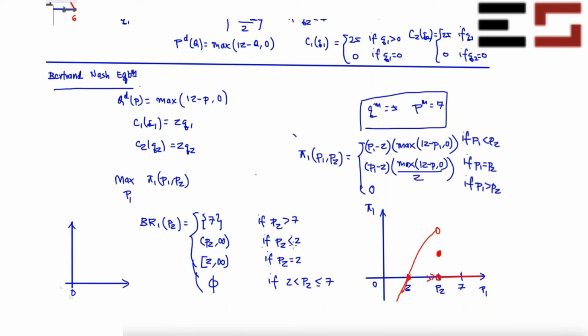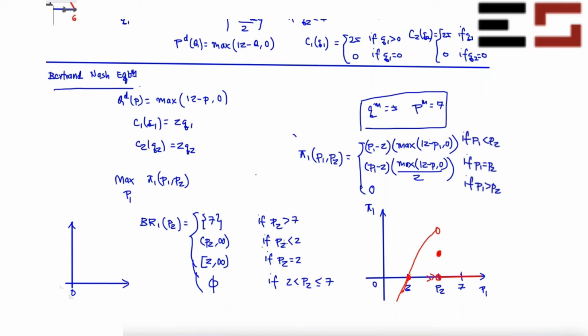So let's evaluate this one first. If P2 is less than 2, the other firm would like to charge higher than P2. Then in response, this firm would want to charge higher than P1, because it's a symmetric situation.